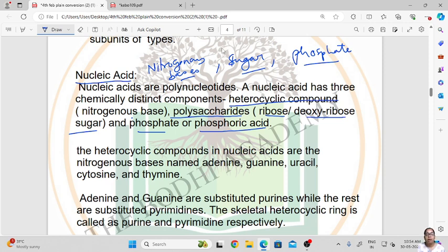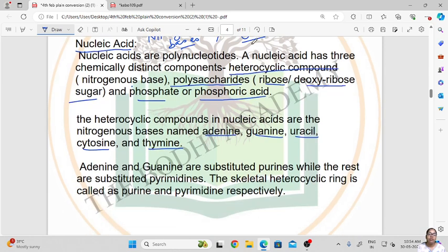So the heterocyclic compounds in nucleic acids are nitrogenous bases called adenine, guanine, uracil, cytosine, and thymine. So these are the nitrogenous bases which are present in the nucleic acid. Then adenine and guanine are substituted purines, while the rest are substituted pyrimidines. So these nitrogenous bases are basically made up of purines and pyrimidines.